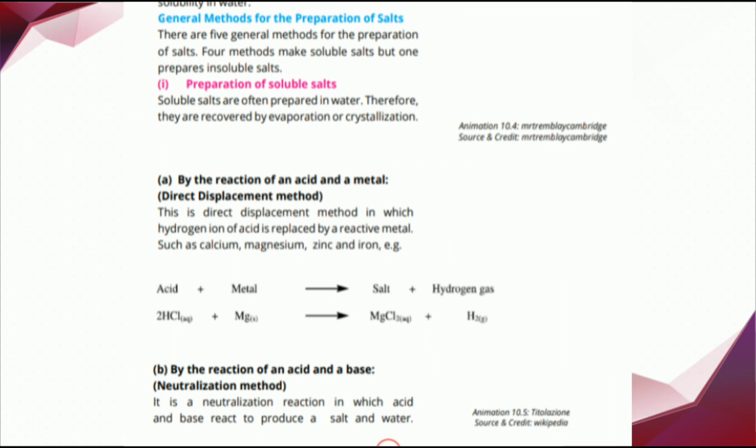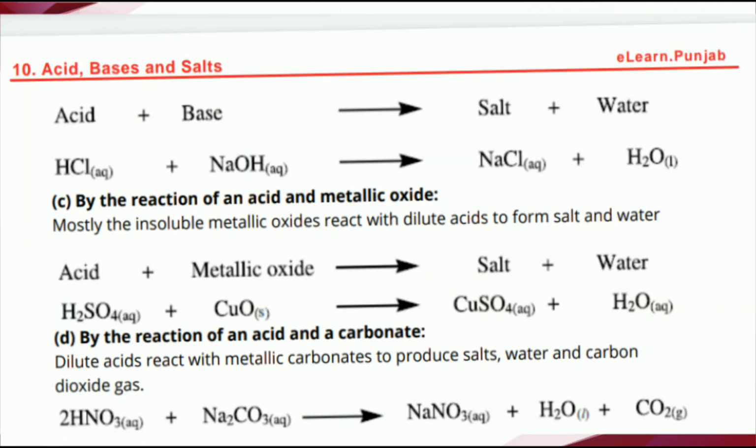This is also a double displacement reaction, and this salt is dissolved in water. By the reaction of an acid and metallic oxide. Acid is sulfuric acid, metallic oxide is copper oxide, double displacement reaction, copper sulfate CuSO4 is obtained. This salt is dissolved in water and water will also be produced.